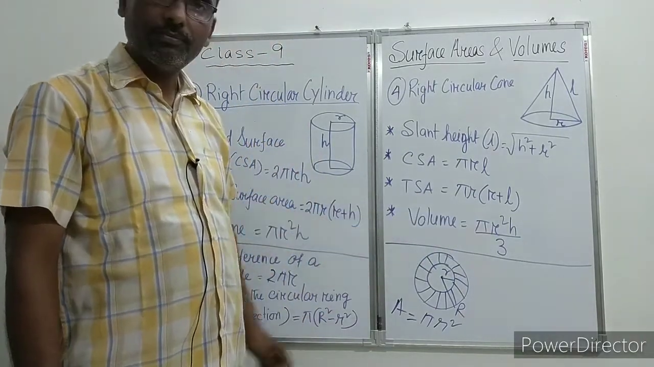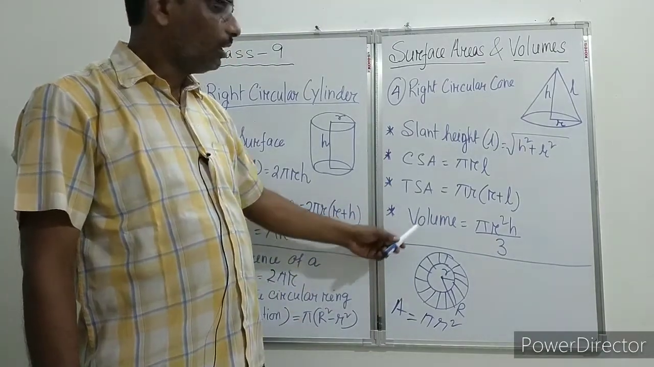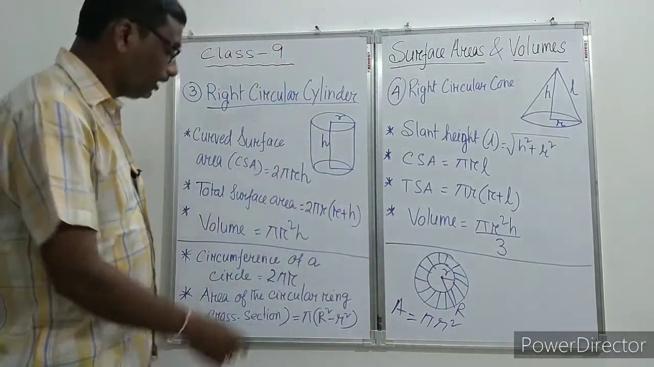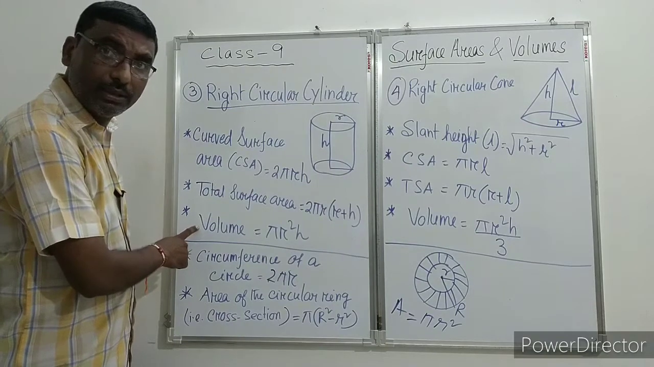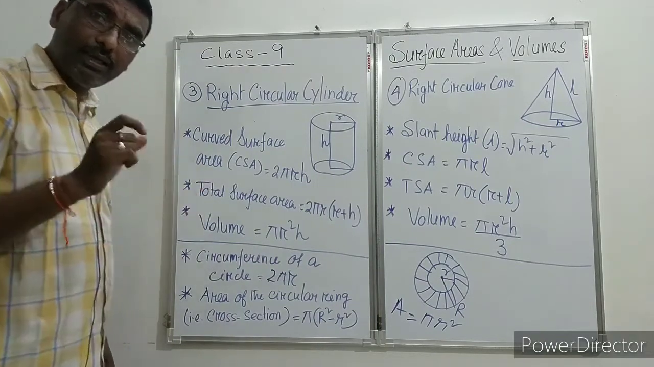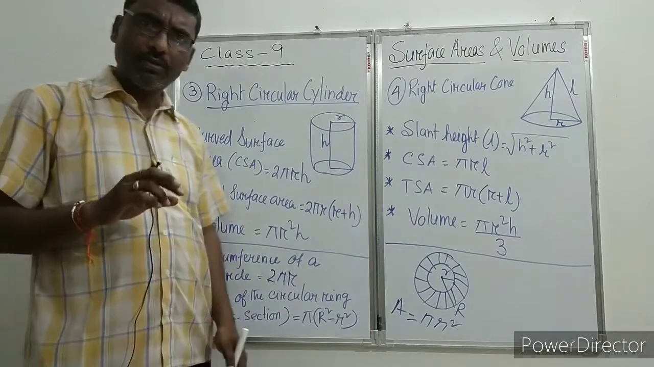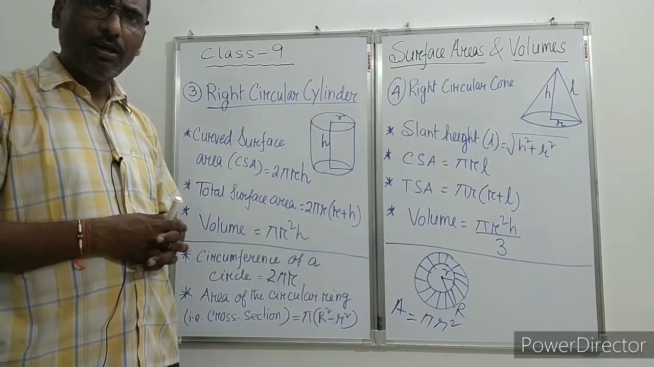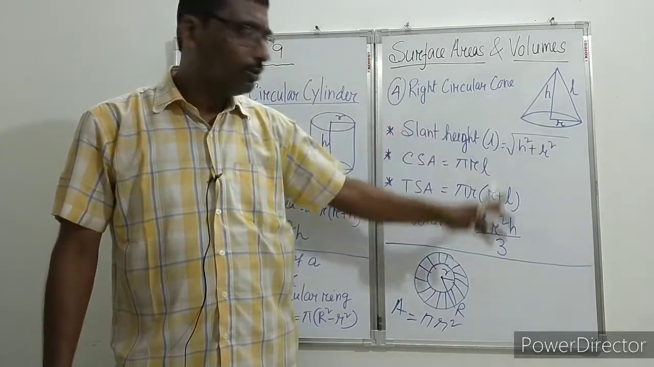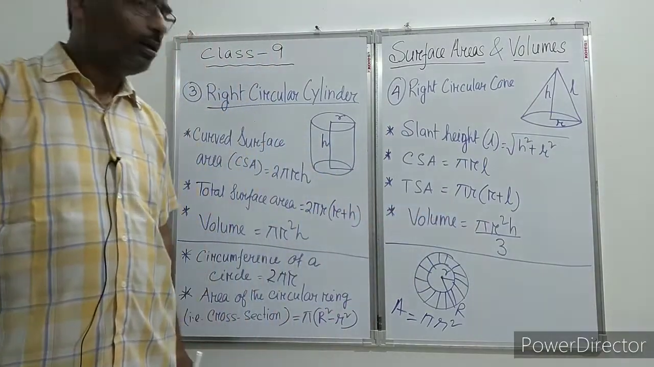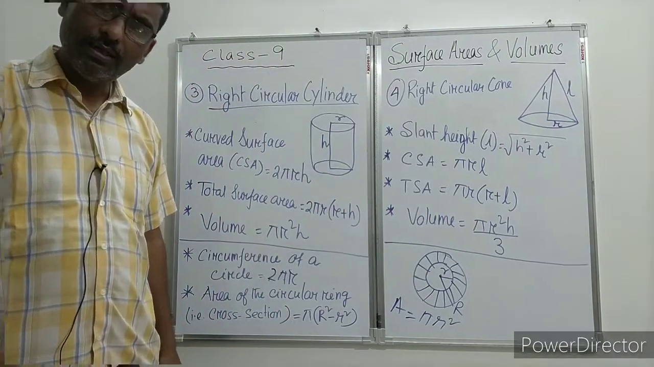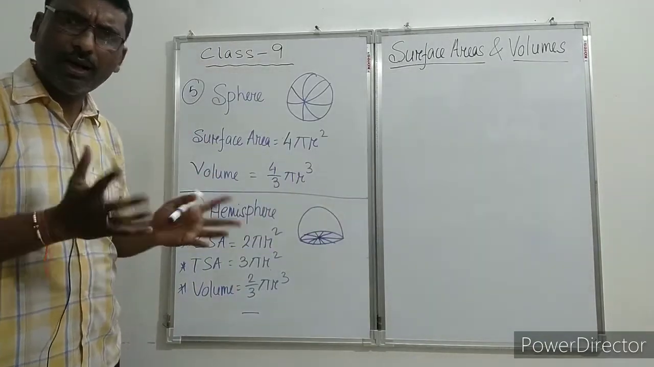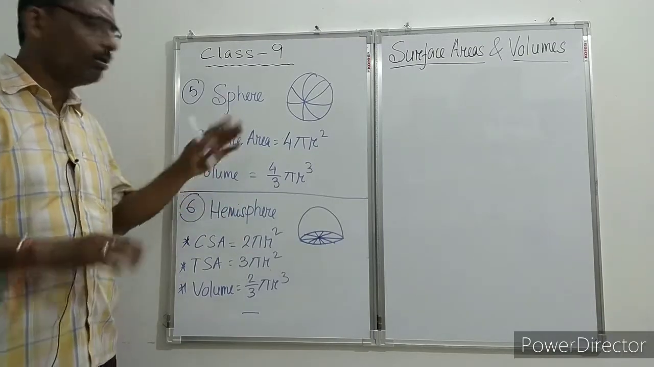Okay. Next, volume. Now here you will get one interesting thing: the volume of a cone formula is pi r square h by 3, which is 1/3 the volume of a cylinder whose radius and height are the same. That means sometimes radius and height of a cylinder and a cone are the same, so what is the relation between their volume? Volume of a cone is 1/3 the volume of a cylinder. Clear?